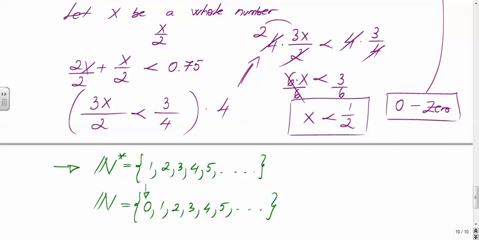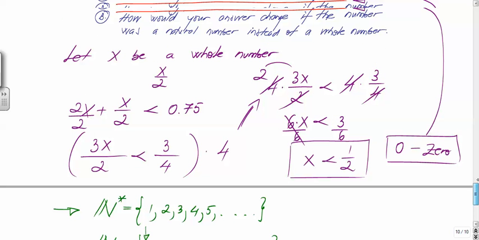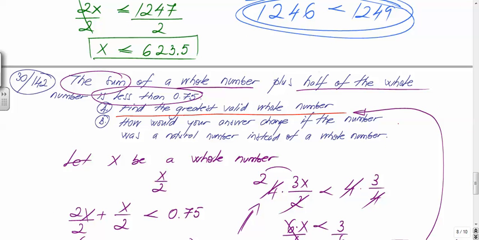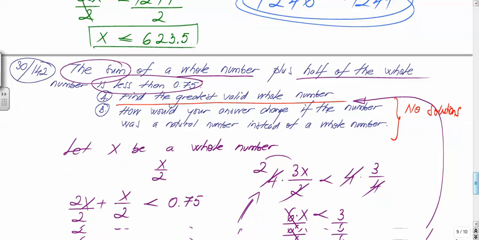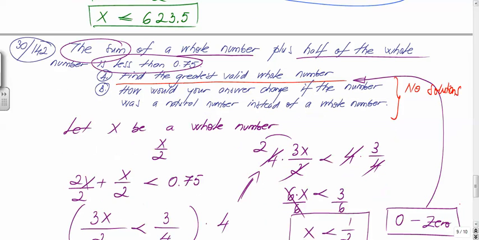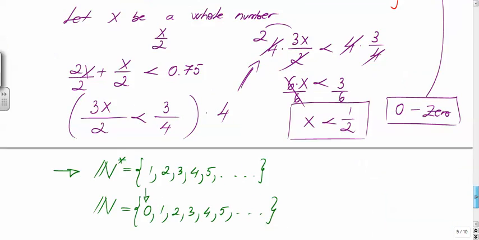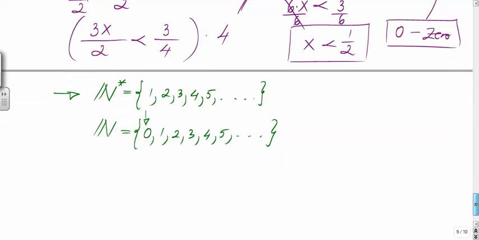So if you have to answer the last part of your problem, how it changes, you will say that for this part, there will be no solutions. Because if your number has to be less than 1/2, there is no natural number less than 1/2. And that's how you have to solve a problem like this.